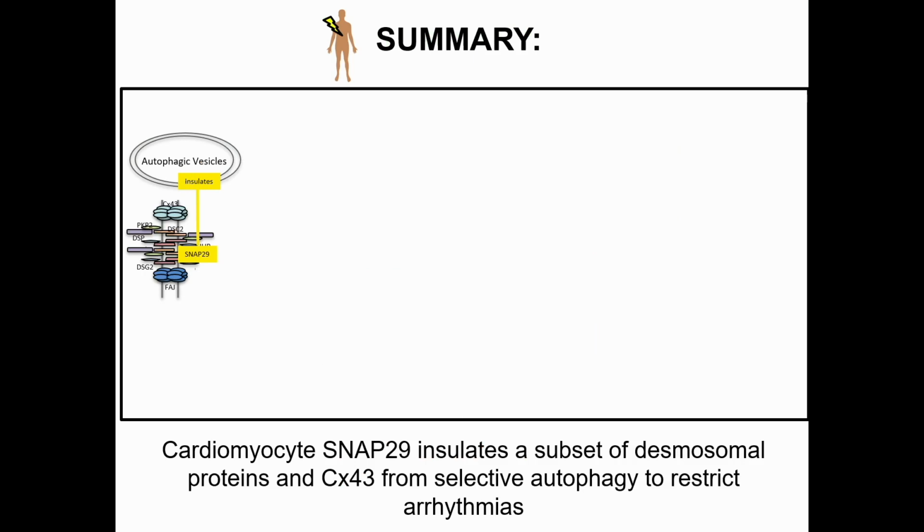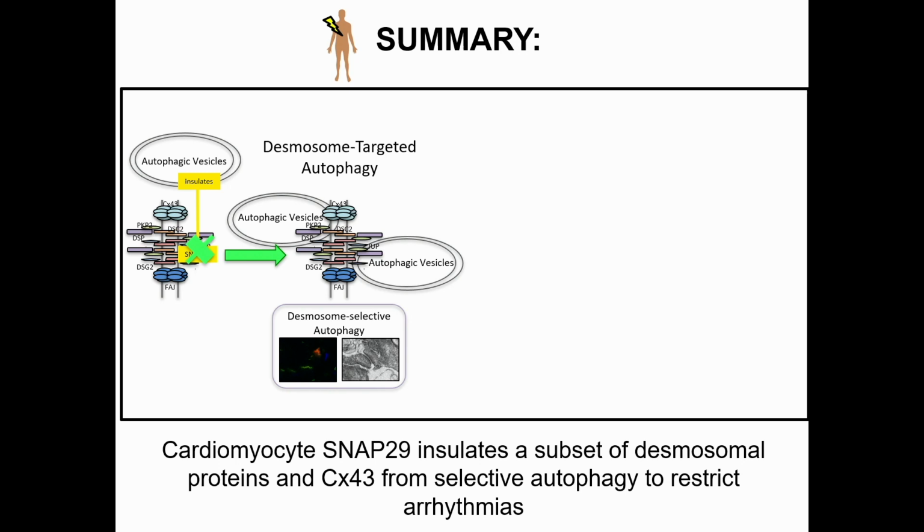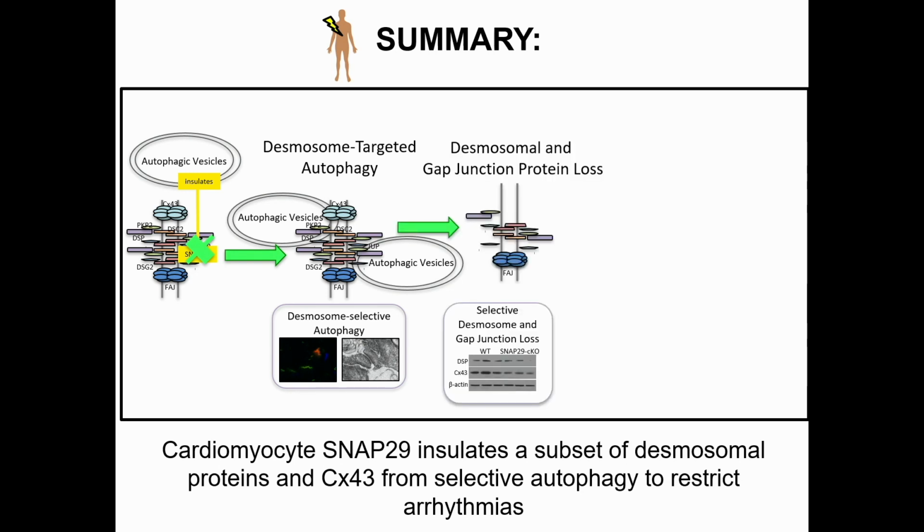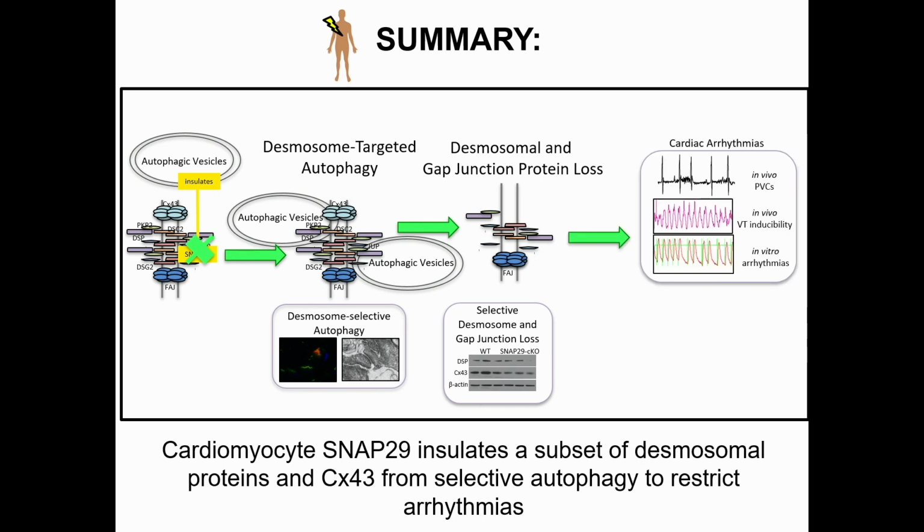And so just to summarize, we believe that cardiomyocyte SNAP29 really insulates a subset of desmosomal proteins. And when we have loss of SNAP29, these proteins are targeted for autophagy, which essentially results in loss of these selective proteins, and this provides a vulnerability to the cell for induction of ventricular arrhythmias, not only in vitro, as I've shown, but also in vivo, and mechanical stress really triggers this even further. And so we believe that this insulation is important to restrict arrhythmias.